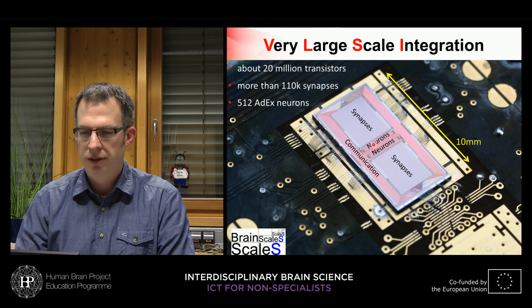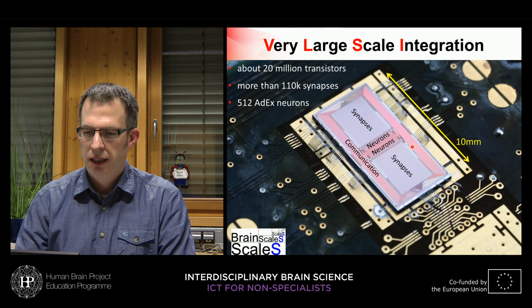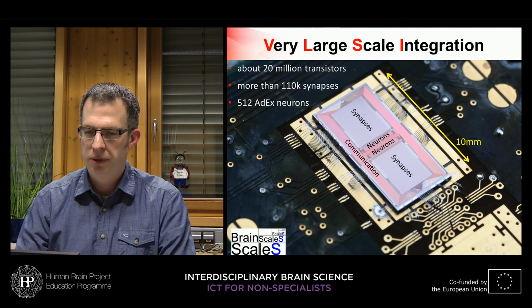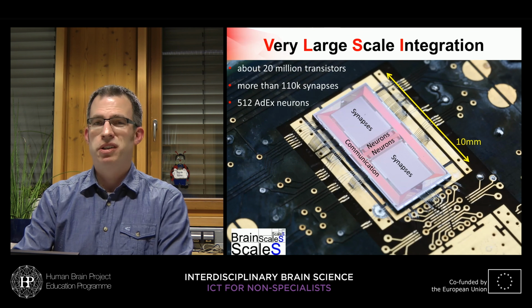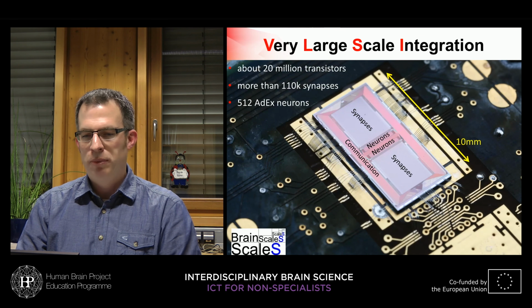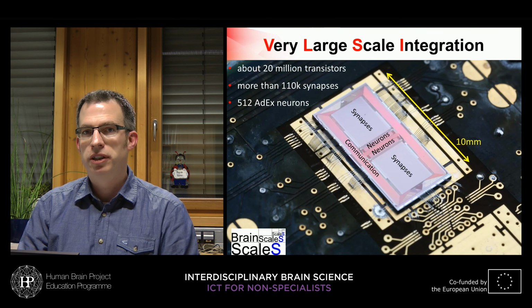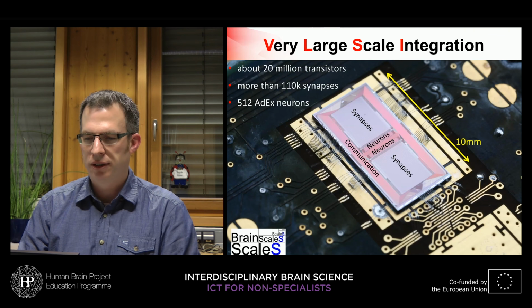It contains the neurons in these areas in the middle. There are synapse circuits that also consist of transistors connected to the neurons, and there are communication circuits surrounding all this. The complete chip has a size of 10 millimeters length and 5 millimeters in width. It contains about 20 million MOSFET transistors, and they make, in the end, up these 110,000 synapse circuits and 512 neuron circuits.